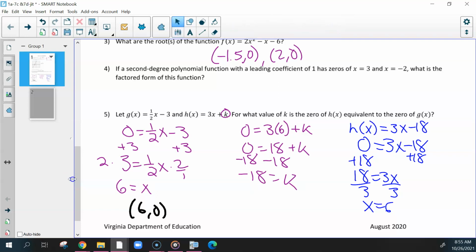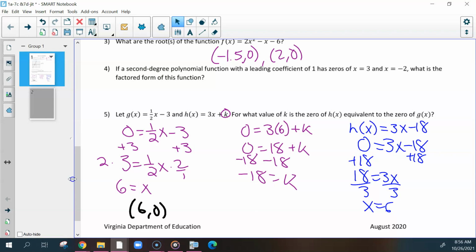Now that I have this ordered pair, I know that my second equation needs to have that same x-intercept. I put 6 and 0, my x and my y values, into this equation. That's why there's a 0 and a 6 there. And I solve for k, because that is the end goal. I need to figure out what value of k will give me the same intercept. So I put 0 and 6 in, and I solve for k, and I got -18.